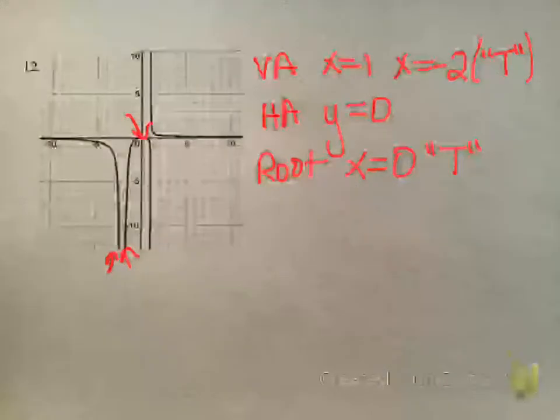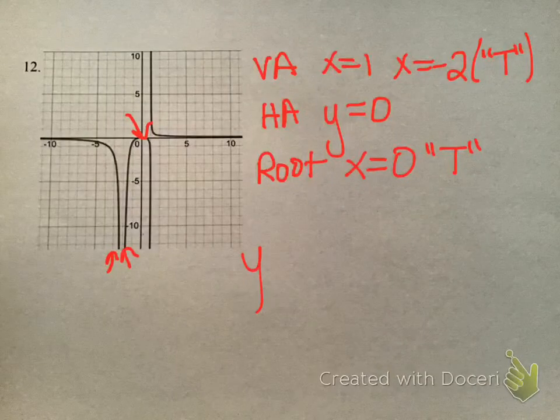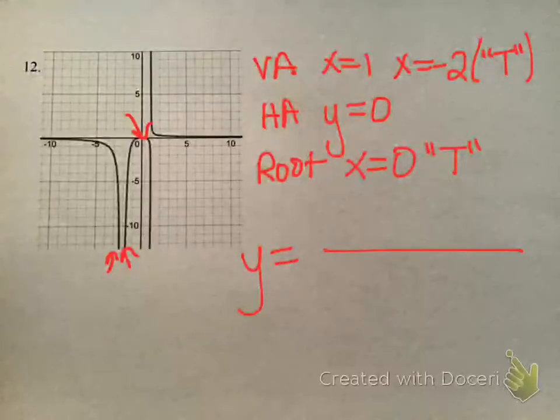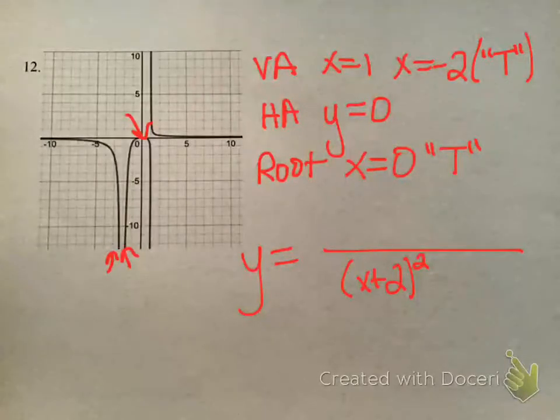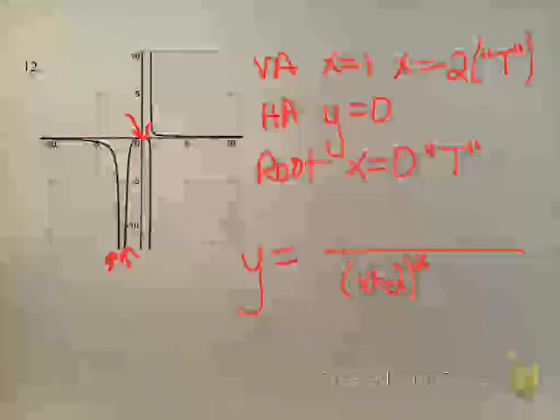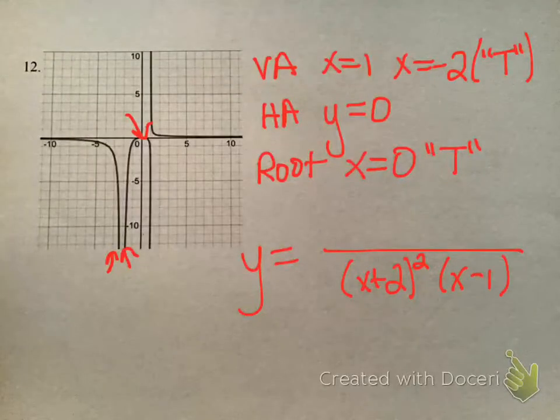Okay? And so the only real difference in our equation this time is that we're going to have x plus 2 in the denominator, and it would be squared. So we still have a squared factor in the denominator. We would have x minus 1 for the other vertical asymptote. And then this root occurs twice, which is what causes that bounce. And so the x that's in the numerator would also have to be squared.